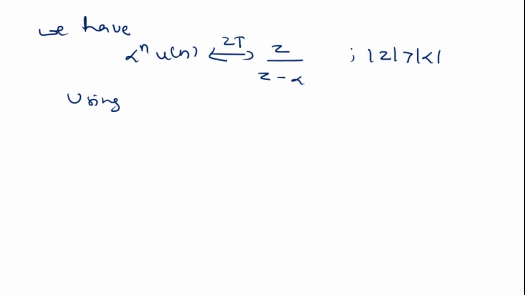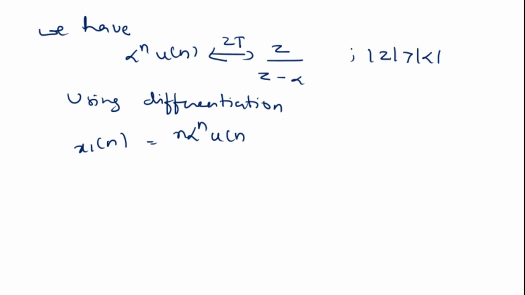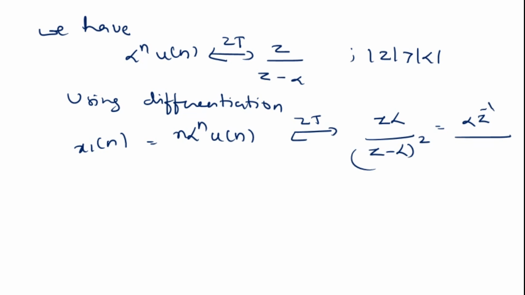Then using differentiation, we get x1 of n is equal to n into alpha to the power n into u of n. If we take z transform, z alpha divided by z minus alpha whole square, which is equal to alpha z inverse divided by 1 minus alpha z inverse whole square, with mod z is greater than mod alpha.